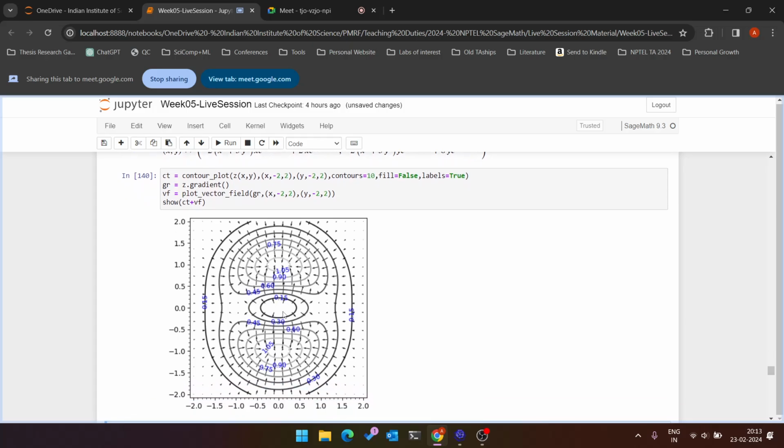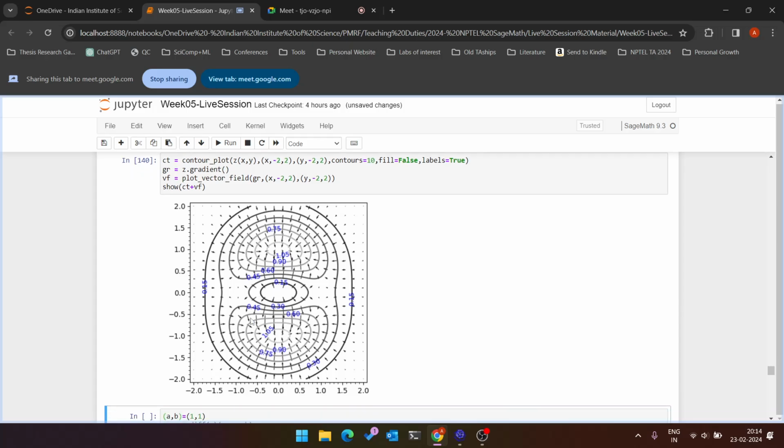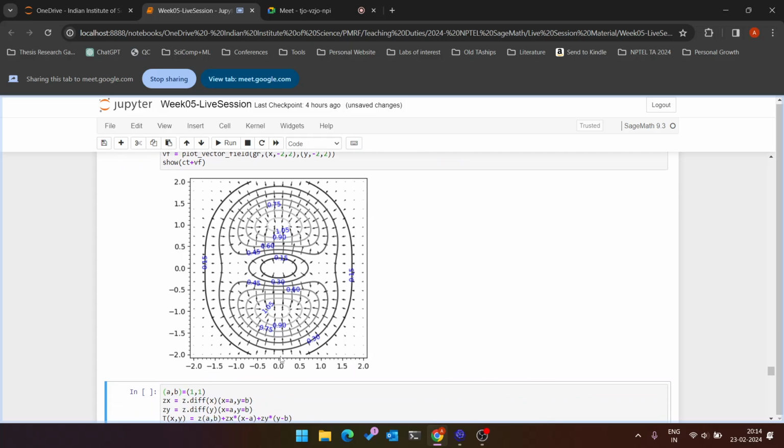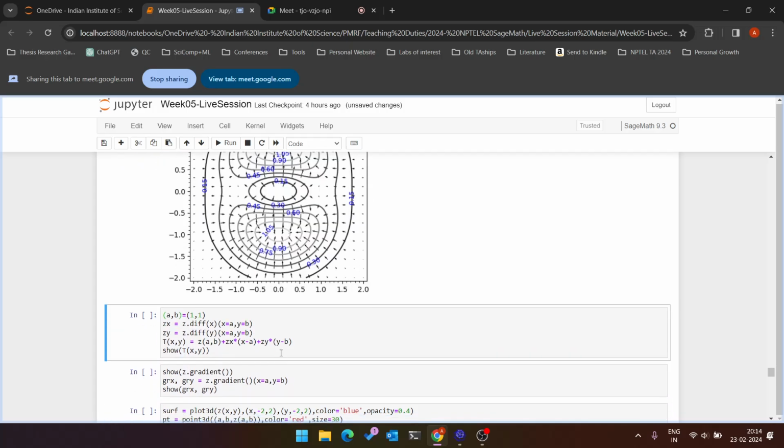So we expect our vector field to be perpendicular to our contour plot, which is what we are seeing here. So it's normal to the tangent to the contour plot, based on which direction it is. When it's increasing, it's moving inside. When it's decreasing, the gradient seems to be moving outside, and basically vanishes at your critical points.